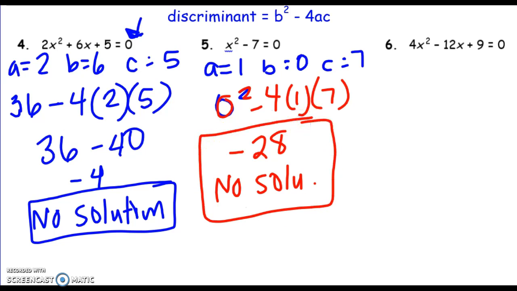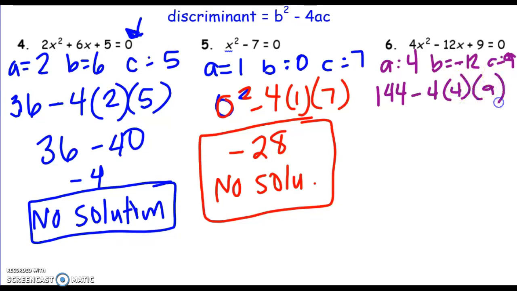Okay. And my last one, I've got A is 4. B is a negative 12. And C equals 9. I've got b squared, which is a negative 12 times a negative 12, which is a positive 144, minus 4 times 4 times 9, which is going to be 144 minus 144, which is going to give me 0, and that means that there will be one solution.